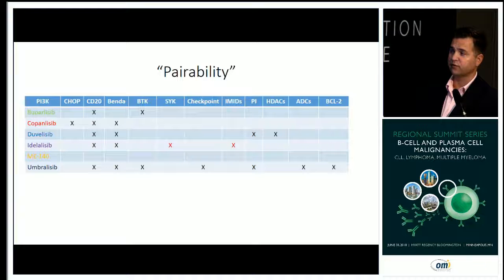And then umbralisib, there are several X's, and I believe that's why there's such little single agent data, as this drug really has, I think, used its AE profile to argue that it can be used across many different classes, and a lot of these studies are ongoing.